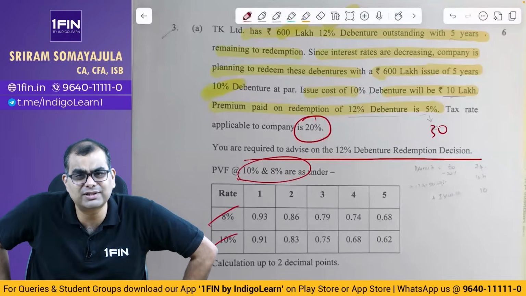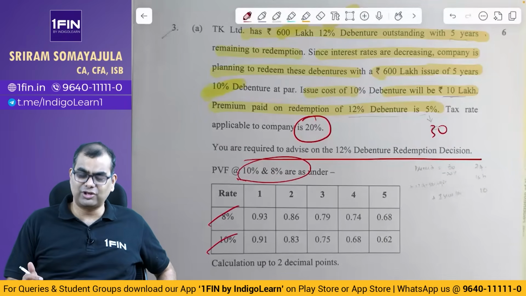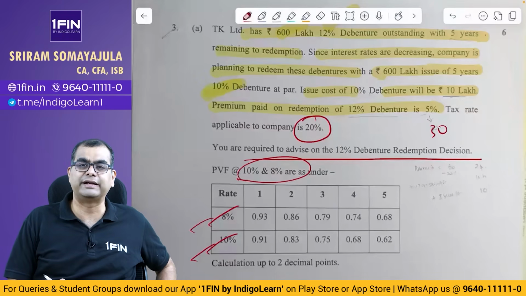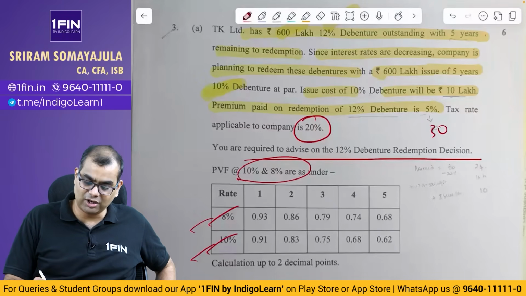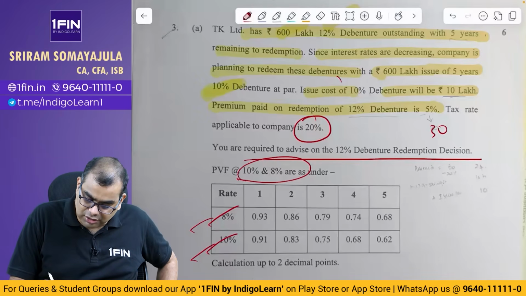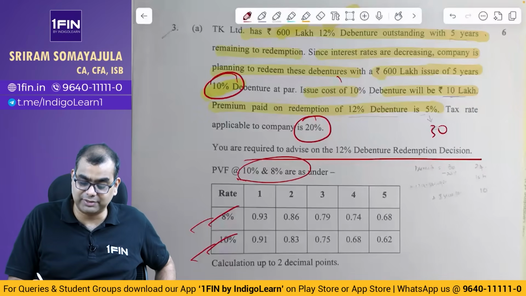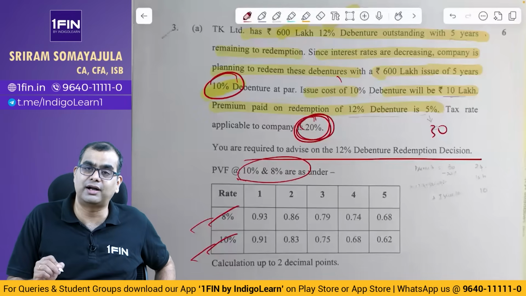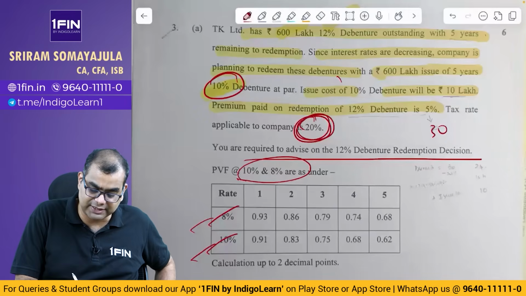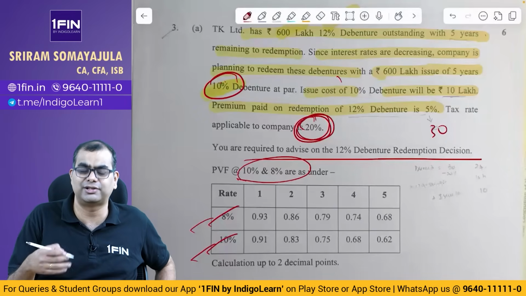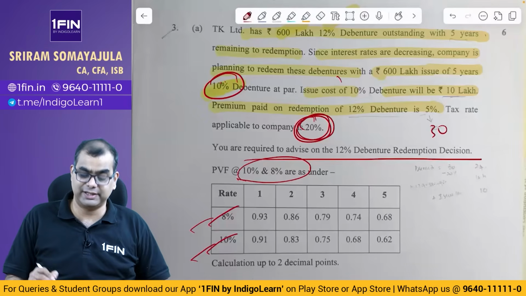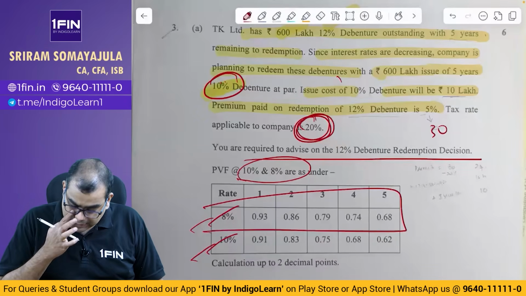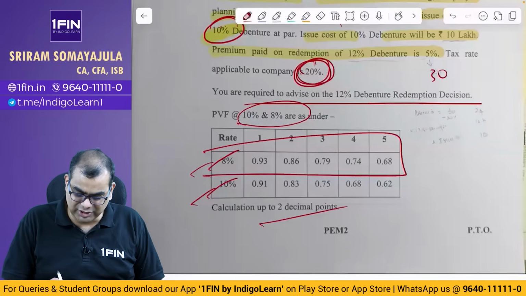Why have they given 2 present value factors? Easy to confuse. Some students did it using 10, some students did it using 8, which is correct. 8 is correct. Why? Because the new debentures are issued at 10%, but you also have a post-tax rate. The tax rate is 20%, so you have to discount everything at 8%. 10% minus 20% of 10, which is 8%. So the present value factor of 8% is what is relevant. Then calculation up to 2 decimal points is very simple.